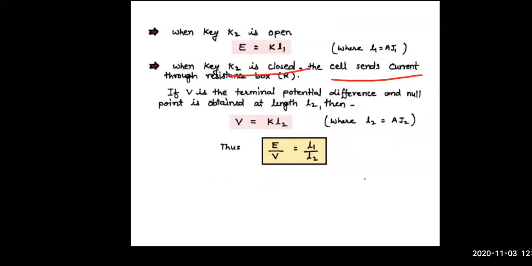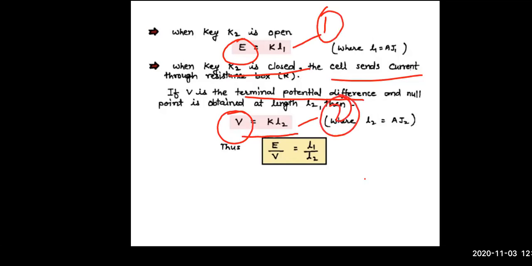Now when you are putting K2 on, at that time the cell is sending current, right? So what we will measure is the terminal potential difference, right? Because now the current is drawn from the cell. So instead of EMF E, we are going to have the terminal potential difference V. V equals K L2. Now we will take the ratio of equation 1 and equation 2. On dividing, we get E by V equals L1 by L2.